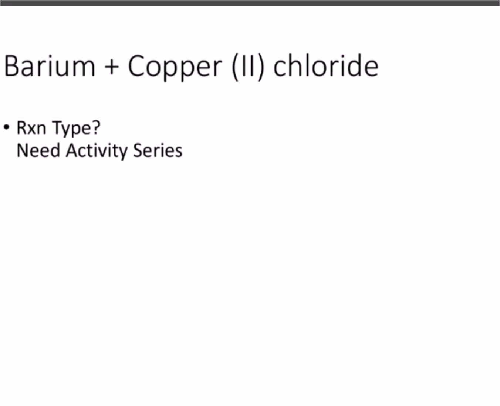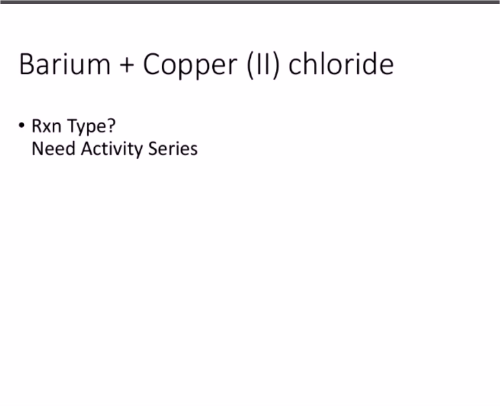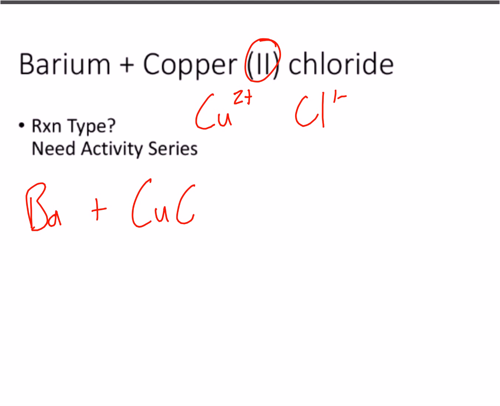Number 2 says barium plus copper 2 chloride. What's the first thing we have to do? We got to write the formulas, guys. How do we write barium? Ba plus copper 2 chloride. So, do we see prefixes there? No, so we got to use what method? Crisscross method. Copper, what's the charge on copper? How do we know it's 2 plus? Roman numeral tells us. Chloride, what's the charge on chloride? -1. When we crisscross it, what's our formula? CuCl2. So those are our reactants.